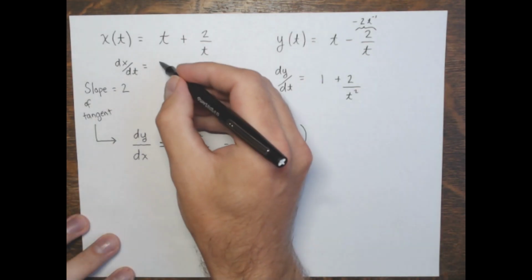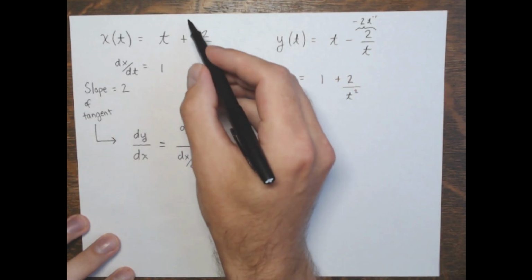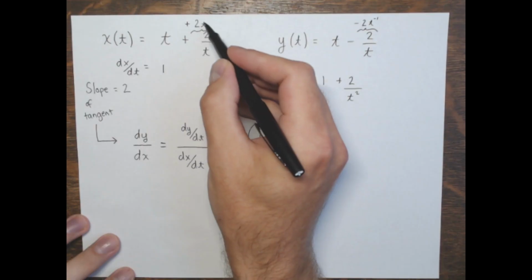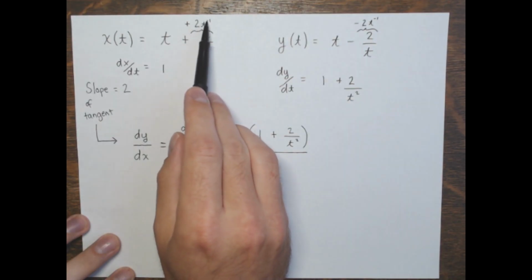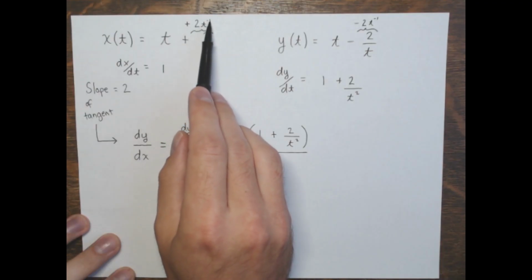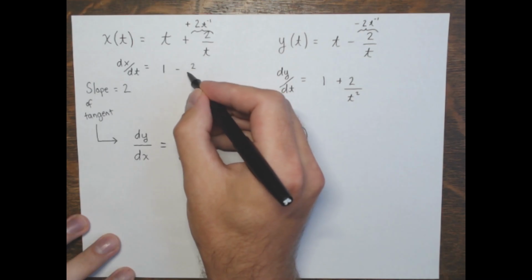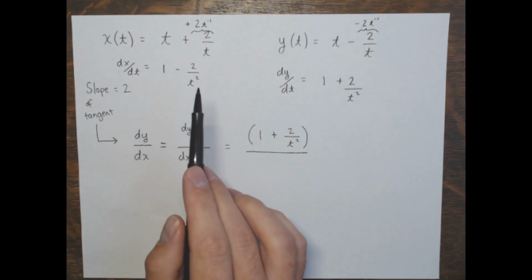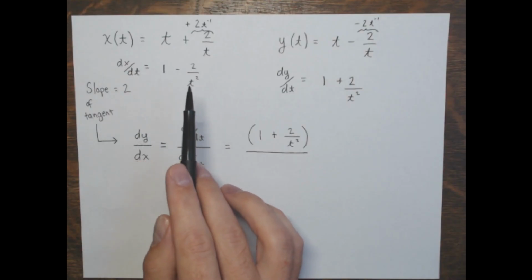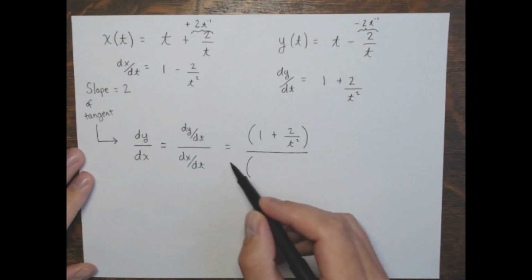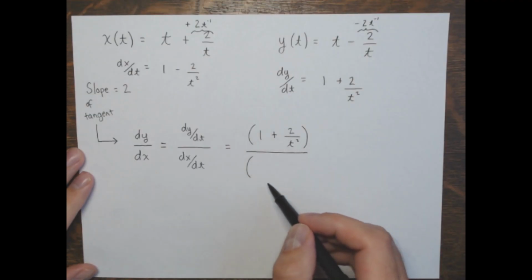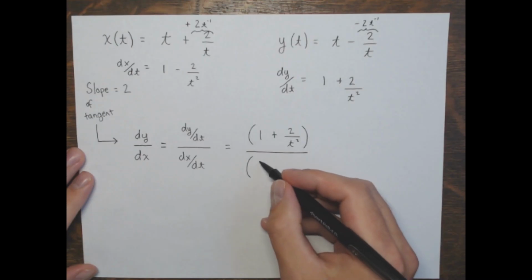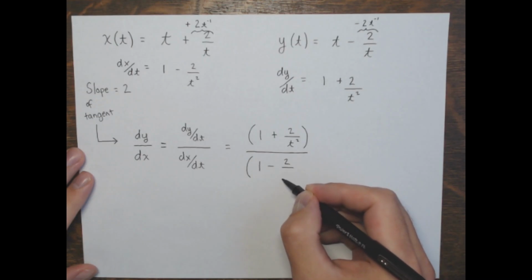First term again, simply t, so that's just 1. And then plus 2 over t is the same thing as 2 times t to the negative first again. So applying the power rule, I get minus 2 times t to the negative second, so minus 2 over t squared. So I got 1 minus 2 over t squared for the dx dt, the x prime with respect to t. And that's going to go in the denominator of this expression that tells me slopes of tangent lines, dy over dx, to this curve. 1 minus 2 over t squared.